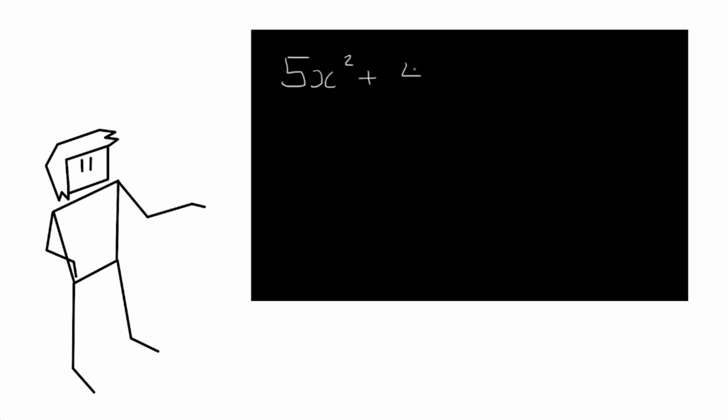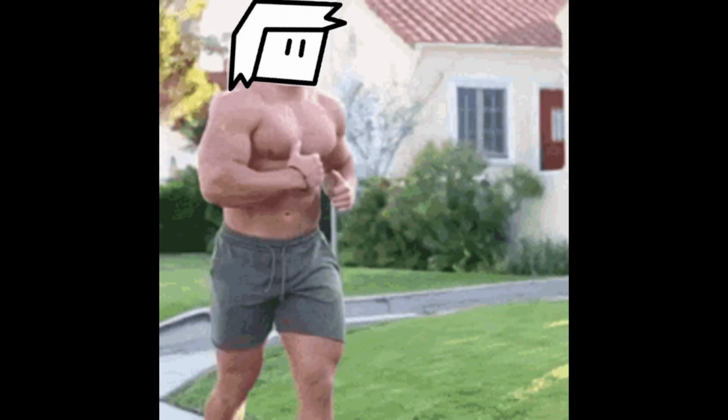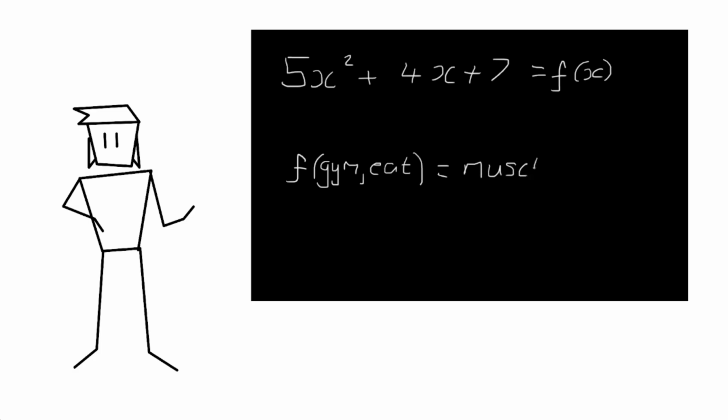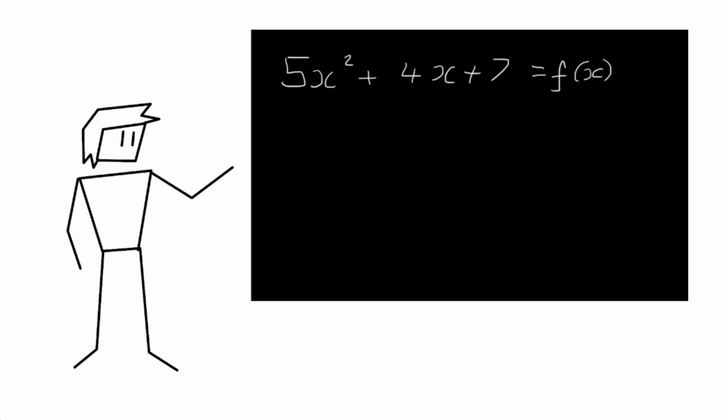If you're wondering what a function is, it essentially gives you an output for an input. For example, how much muscle you build is a function of how much you eat and how much you go to the gym, amongst other factors, of course. So, to differentiate this function, we follow a simple rule. Multiply the coefficient by the exponent, then subtract 1 from the exponent. Or, put more simply, times and take.